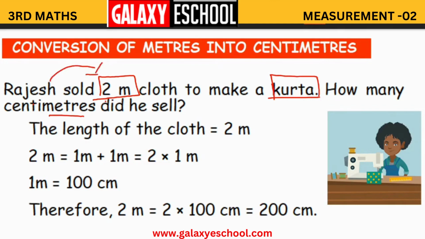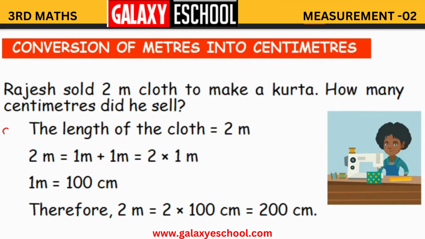Now in the question, Rajesh has sold 2 meters. The length of the cloth is given in meters. But what are they asking us? They are asking us to find out how many centimeters did he sell. Yes, he sold 2 meters. It is in meters. But they want us to tell the answer in centimeters.